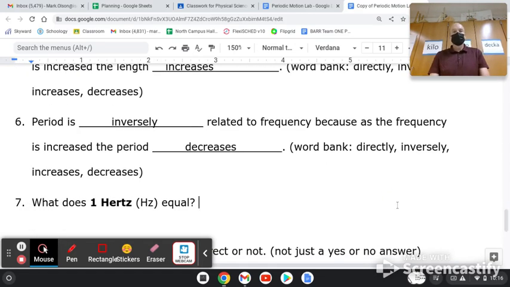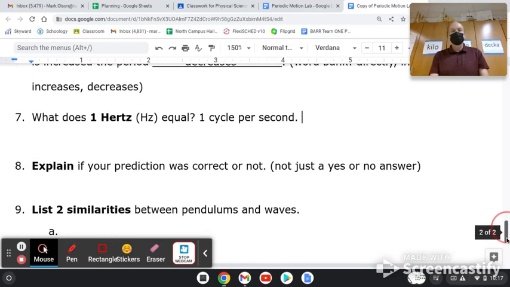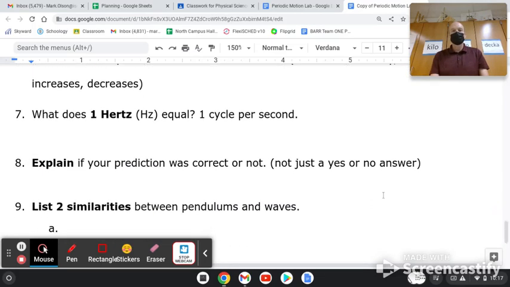All right, so your reading talked about this. A hertz, 1 hertz, and we use that for anything that has periodic motion. It just means 1 cycle per second. Now that cycle could be a complete wave. It could be the full swing of a pendulum. Anything with periodic motion. As long as our unit of time is second, we can call it a hertz.